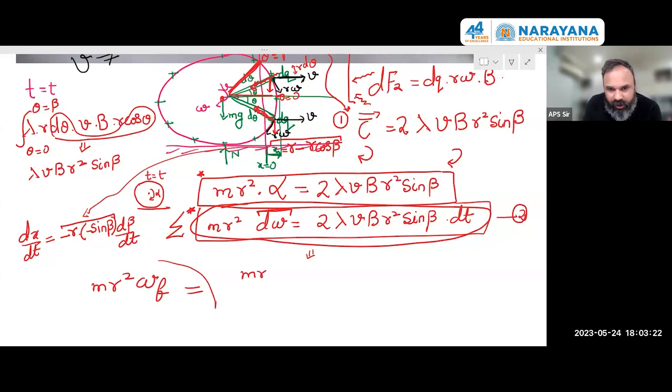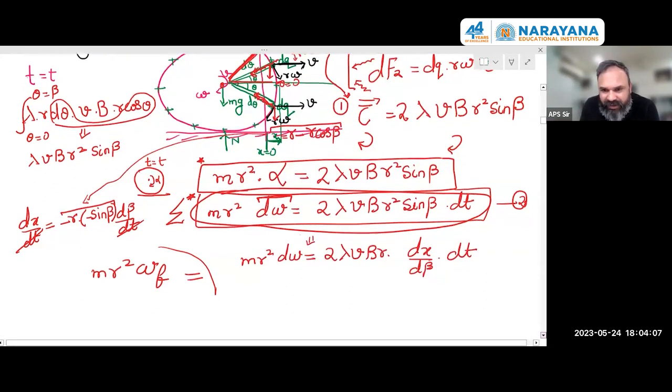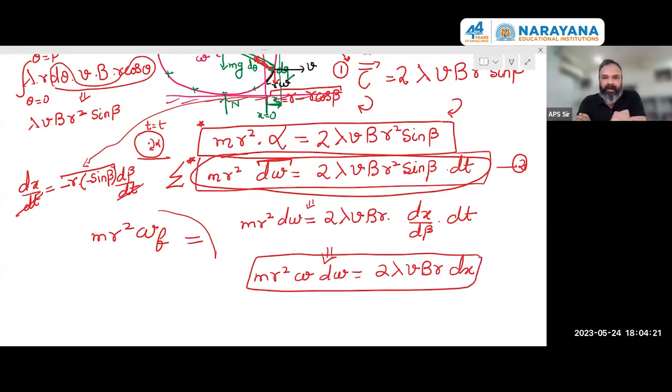So if I would not have taken this, I would have got m r square d omega is equal to 2 lambda v b r. Take r sine beta. R sine beta you can write as dx by d beta, right? R sine beta can be written as dx by d beta. And simply you have got that dt term. Now just try to observe. Are we looking into t of x coordinate while it is moving across? This d omega by dt will be taken care of. This we can write in terms of omega d beta by dt. I'll take it separately. I'll say this is m r square omega d omega, and I've got 2 lambda v b r dx. The d omega by dt term is separate, and that I've written into omega.